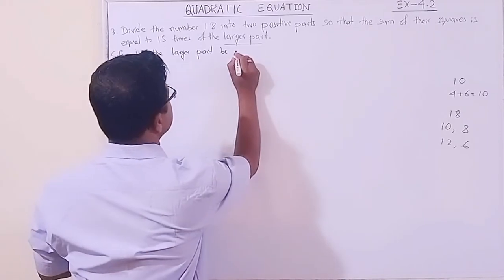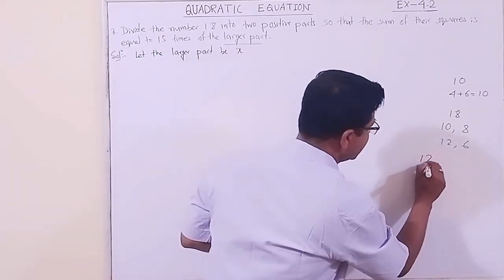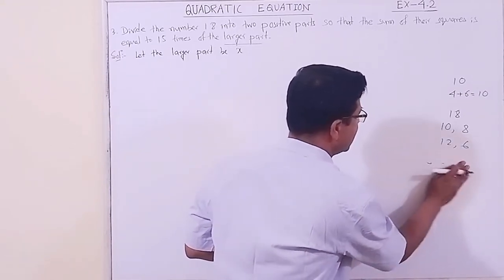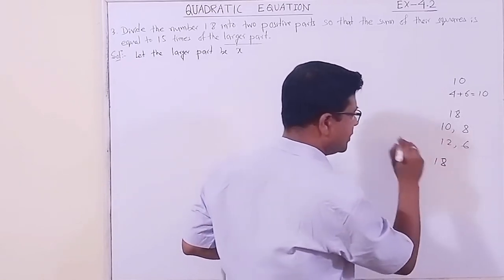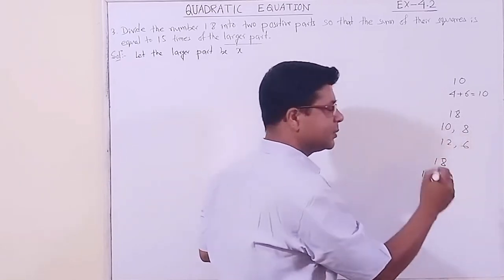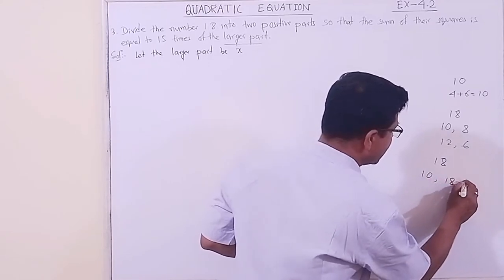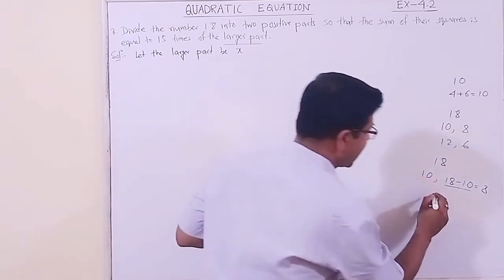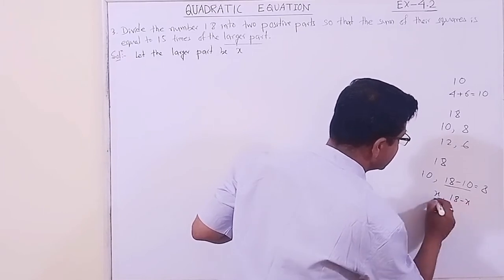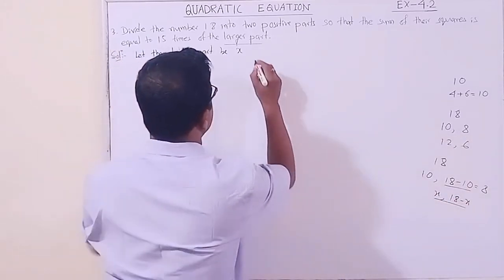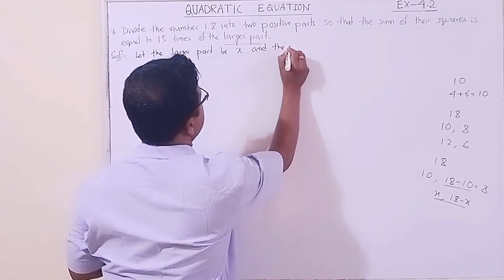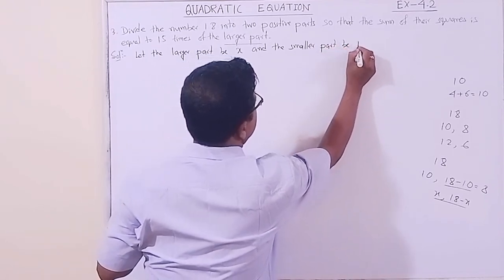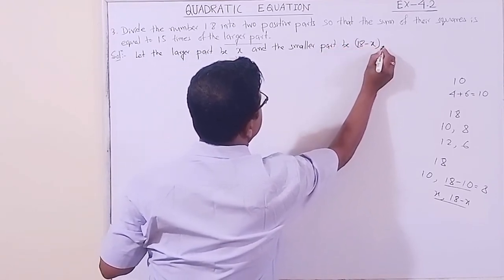Let the larger part be, suppose, x. We have to make 2 parts of 18. One is 10. What is the next part? Obviously 18 minus 10, that is 8. If one part is x, what is the next part? 18 minus x. So let the larger part be x and the smaller part be 18 minus x.